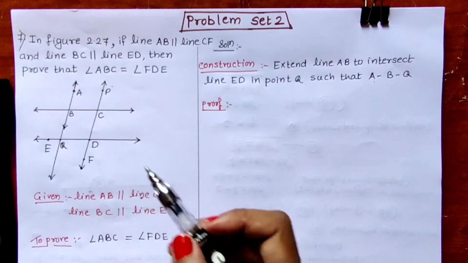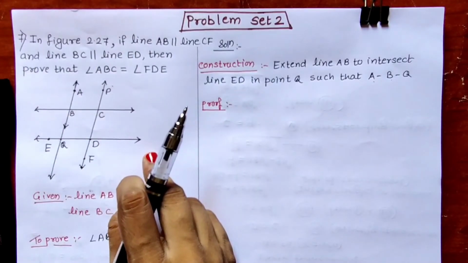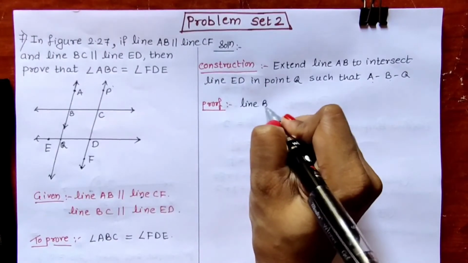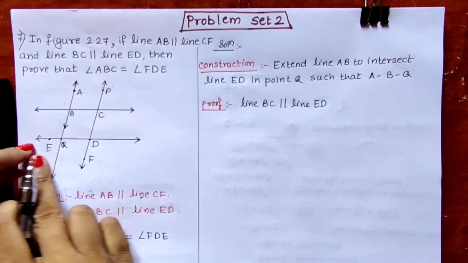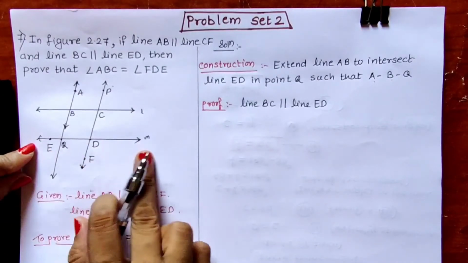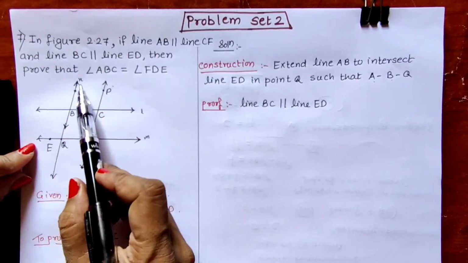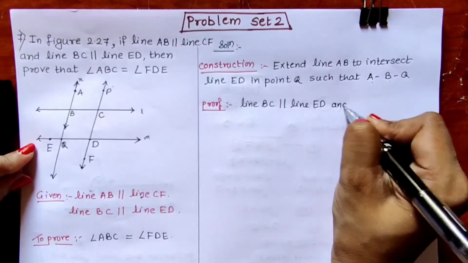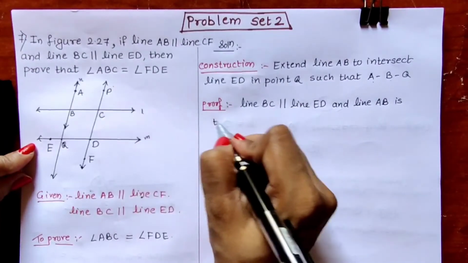Now as line BC and ED are parallel, this is given to us. So we will be writing line BC is parallel to line ED. BC and ED, these two lines. If you take this line as L and this line as M, so BC is L and ED is M. And we will take this line AB, maybe N. That means line AB is our transversal, and line AB is their transversal.